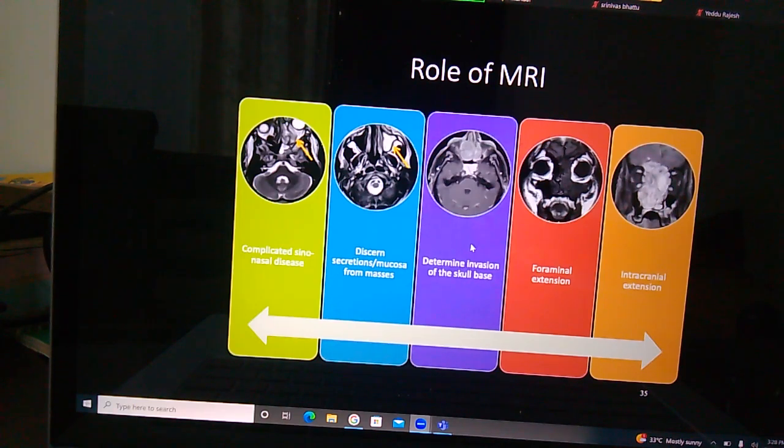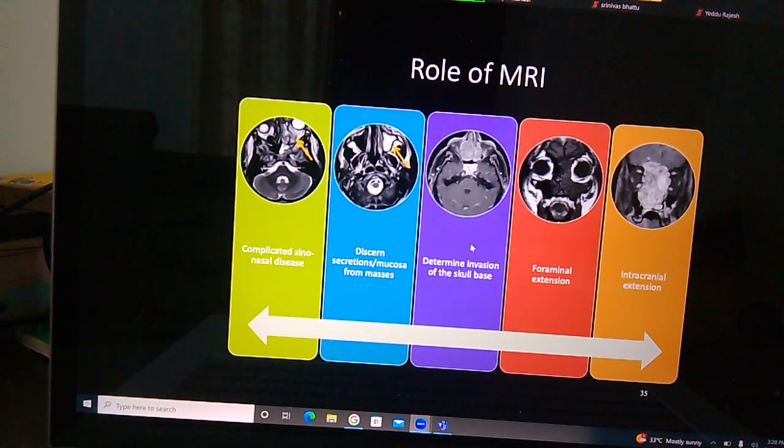MRI can also detect invasion of the skull base. A CT scan may not be able to detect it unless obvious bone erosion is there, whereas MRI is very sensitive and specific for invasion of the skull base, mainly the anterior skull base, now that more and more surgeons are taking up anterior skull base surgeries. And also foraminal extensions.